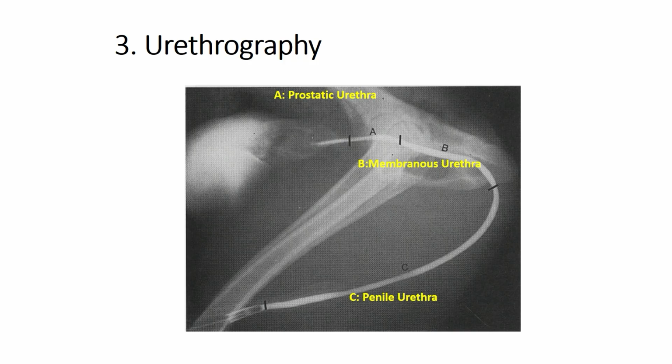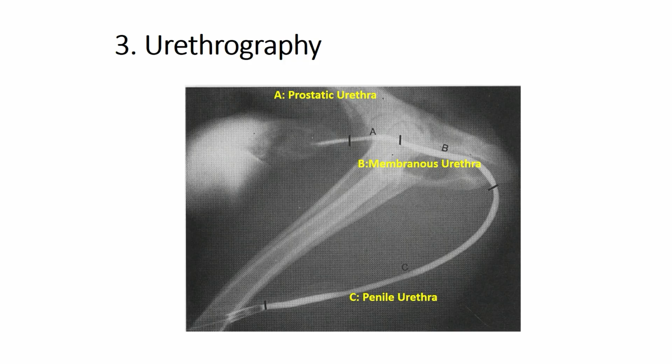Another technique related to the urinary system is urethrography. For urethrography, again you have to catheterize the urethra, and the catheter should be placed at the tip of the penis. Inject positive contrast agent inside of the urethra and take an immediate X-ray after injecting the contrast agent.